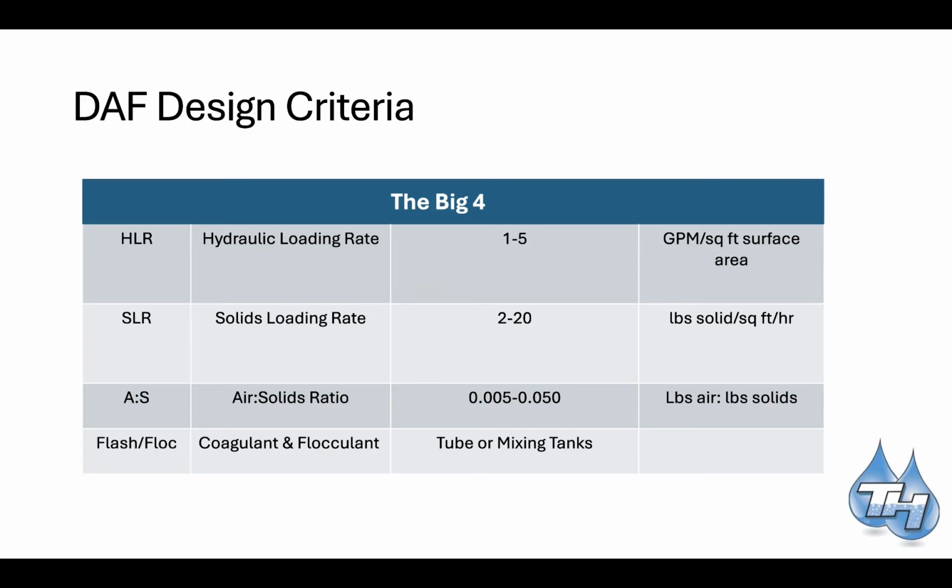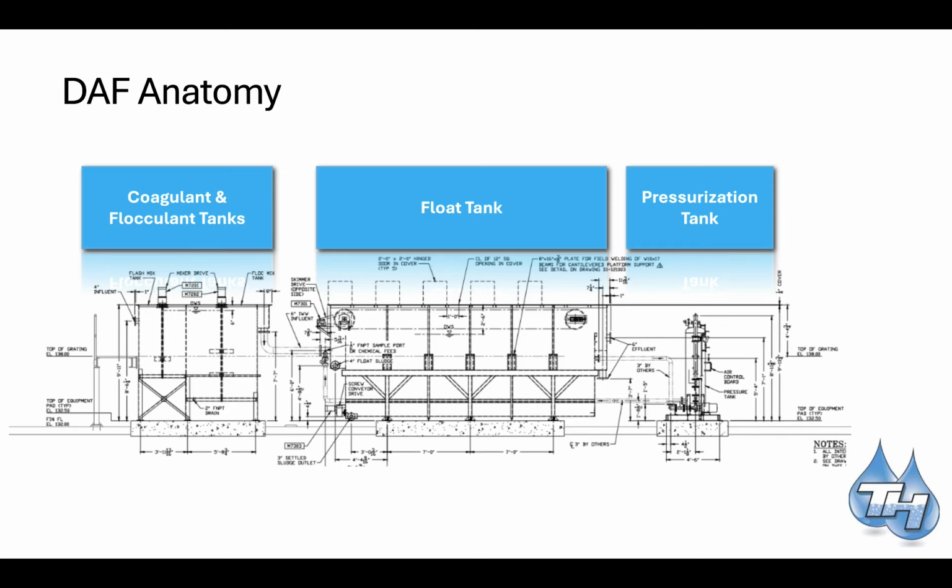So you've got coagulant and flocculant tanks, that's that flash and floc that we were speaking about, and then you've got the float tank, and that's where the magic happens. That's where the waste is removed. And then you have the pressurization tank, which is the recirculation into the float tank. The way the pressurization tank works is it takes water out of the middle of the float tank, and it pressurizes, the way that we do it at least, the water and adds air to the water and then brings that air back into the float tank. And that's where you have that air dissolved in water, dissolved air flotation. So that's where the name comes from.